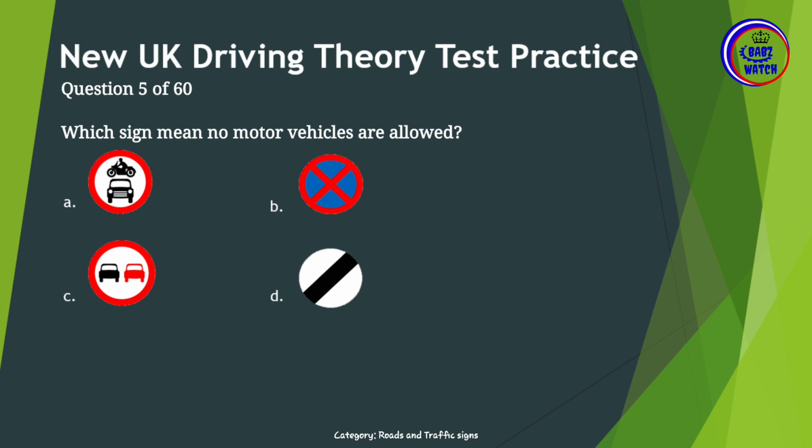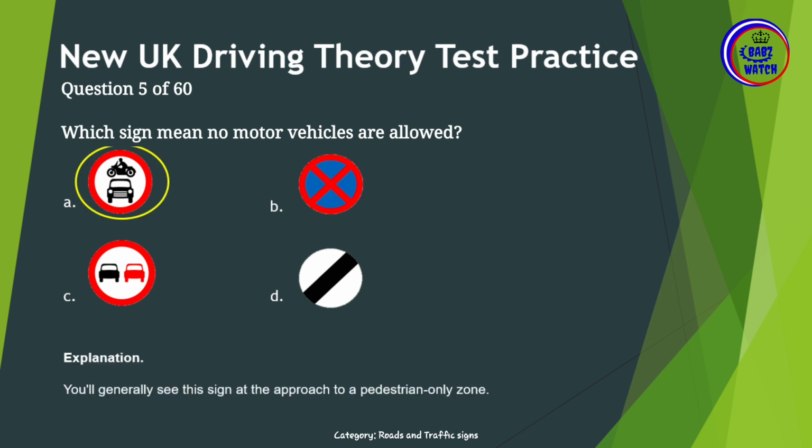Question 5 of 60. Which sign means no motor vehicles are allowed? The correct answer is A. Explanation. You'll generally see this sign at the approach to a pedestrian-only zone.